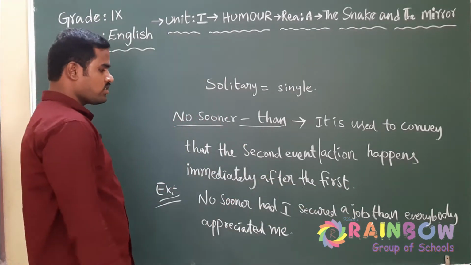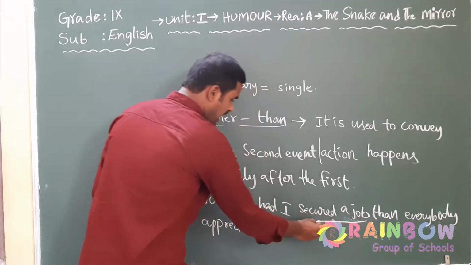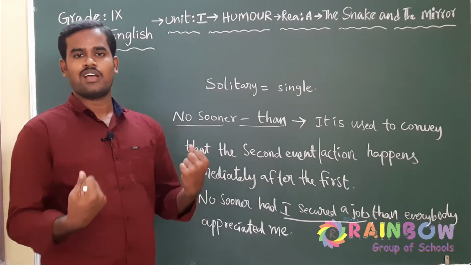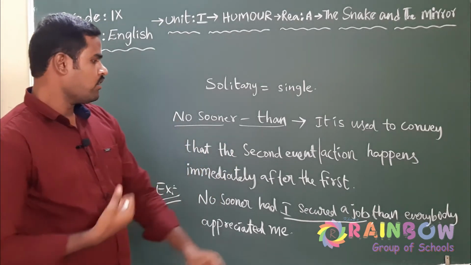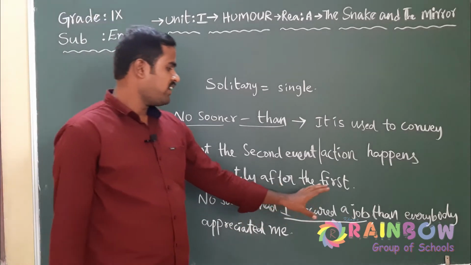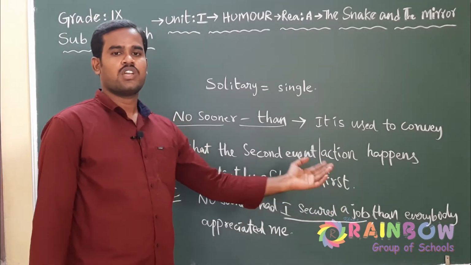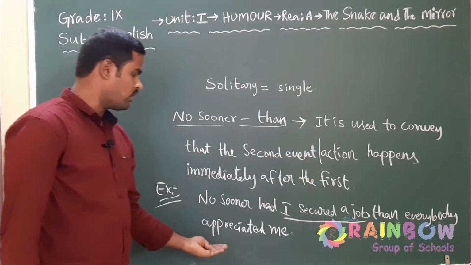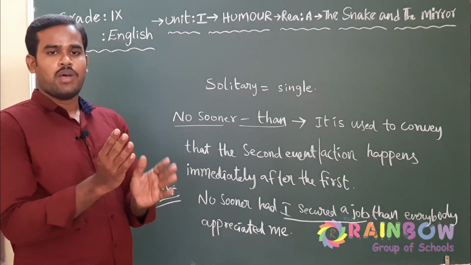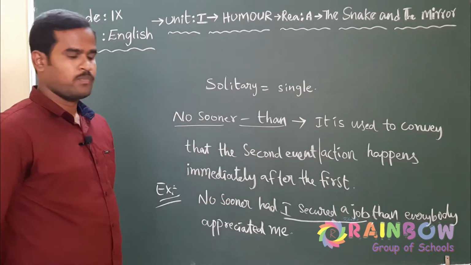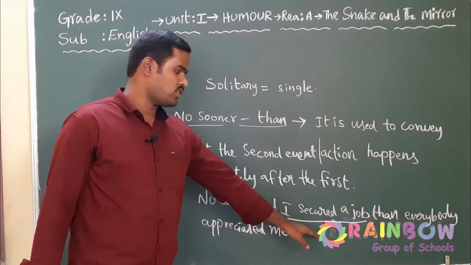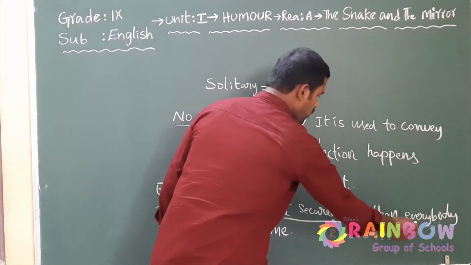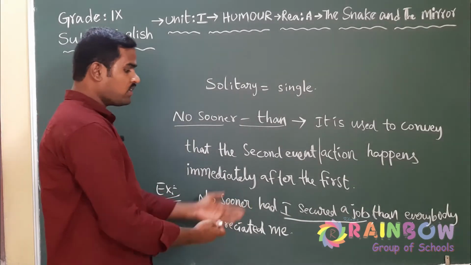Here also two actions are there. One action is I secured a job. I got a job because of my hard work, talent and capability. I got a job. This is the first occurred action, first finished action. Immediately after finishing the first action, the next action follows. The next action starts as soon as the first action is finished. See, I finished this action. Which action? I got a job. Immediately another action follows. What is that? Everybody appreciated me.